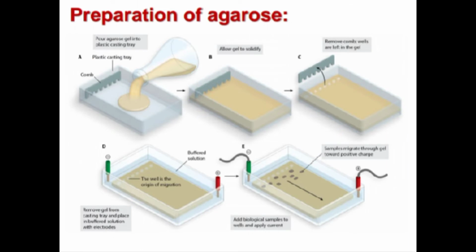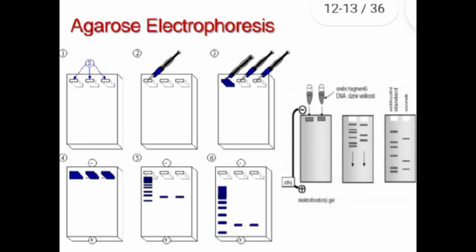Friends, this is the diagram of preparation of agarose gel. In this diagram, we place the agarose gel in a plastic coating tray and then allow it to solidify. After solidification, we remove the comb and wells are left in the gel. After that, we add the biological sample to the well and apply current, and the sample migrates through the gel to the positive charge. In this way, we prepare the agarose gel. This diagram represents the agarose electrophoresis.